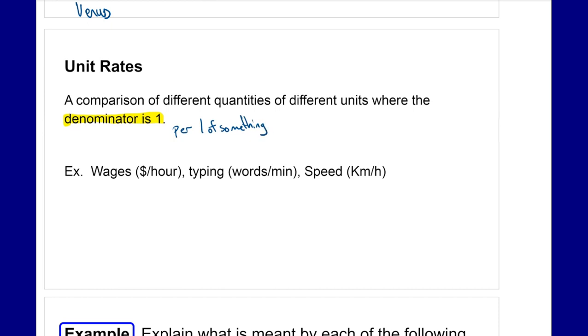Some examples might be wages, what you get paid, dollars per hour, dollars per 1 hour. Looking at typing speed, words per minute, speed, kilometers per hour. Usually you see rates in terms of units of time, but there are also many other things. So try to think of some other scenarios where you might find rates, or specifically unit rates.